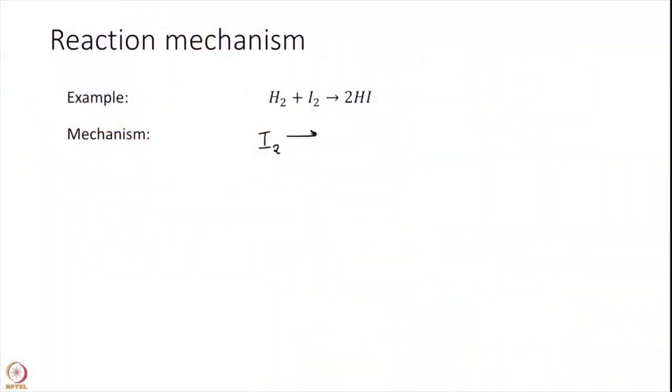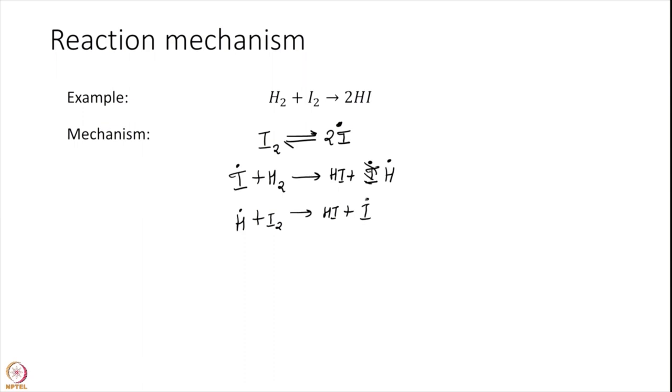This was long thought to be elementary, but evidence showed that for this reaction, H2 plus I2 going to 2HI, the mechanism actually turns out to be that I2 in equilibrium first dissociates into 2 I dot. I dot reacts with H2 to give HI plus H dot. My apologies, this should be H dot. H dot reacts with I2 to give HI plus I dot back. So, this is an example of what is called a chain reaction. You generate these radicals and they will keep on propagating till the radical population goes away. Okay. So, you do not have to memorize this reaction or the reaction mechanism. It is simply an illustration of how reaction mechanisms can be broken down into elementary reactions.